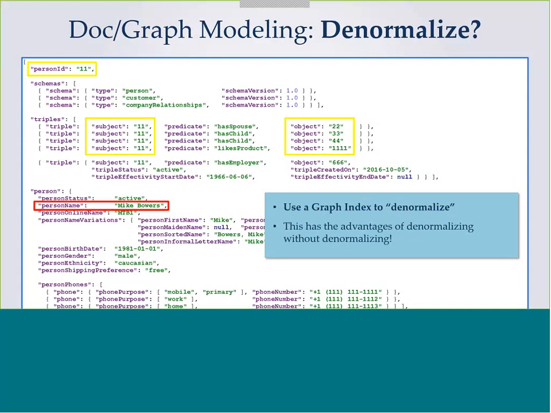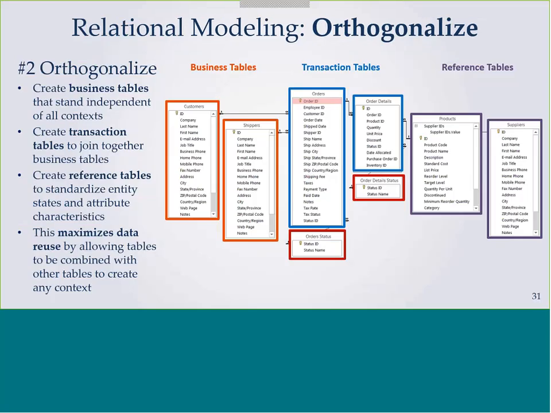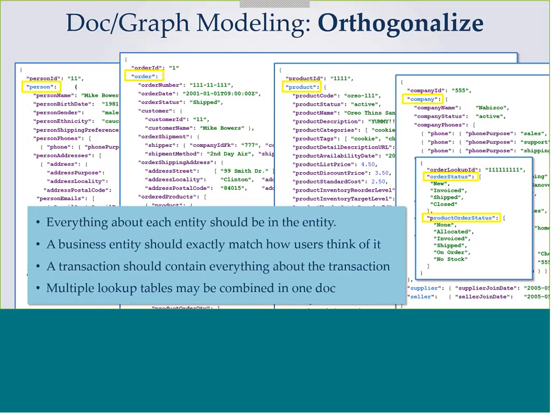You want to know the person's name who ordered a document, so you want to put the person's name in the order. But that's bad because then you have to update two documents when you change the person's name. But if you put it in the graph index, it's there for any join with any document. So now I can have the order look up the person name in the index. So graph is a powerful tool to denormalize without doing the horrible things of copying data everywhere. You can orthogonalize in relational, you orthogonalize in graph. I don't have time to show details, but it's the same concept.